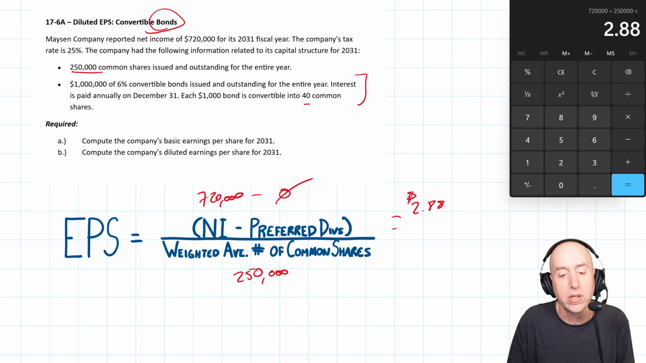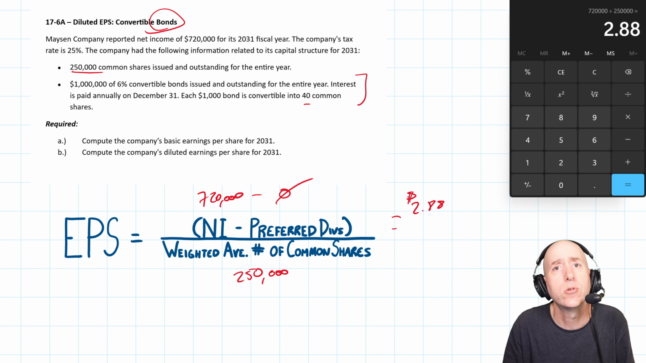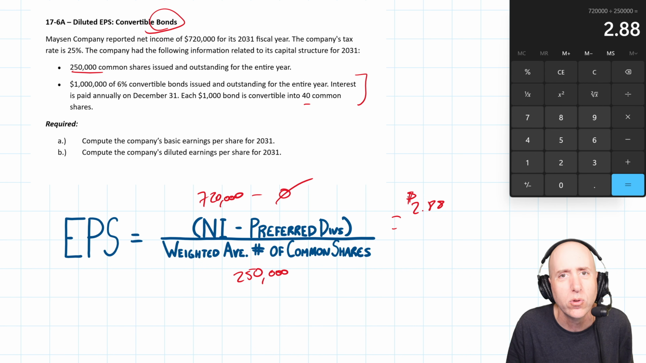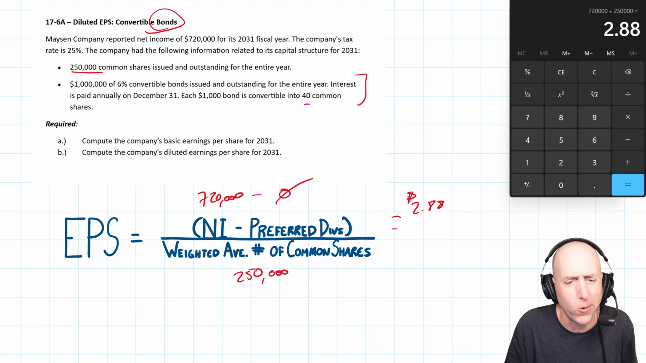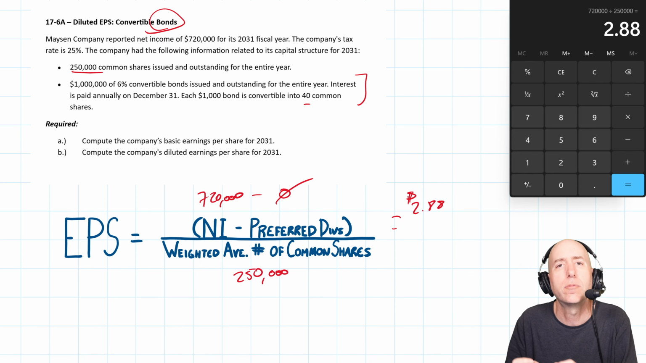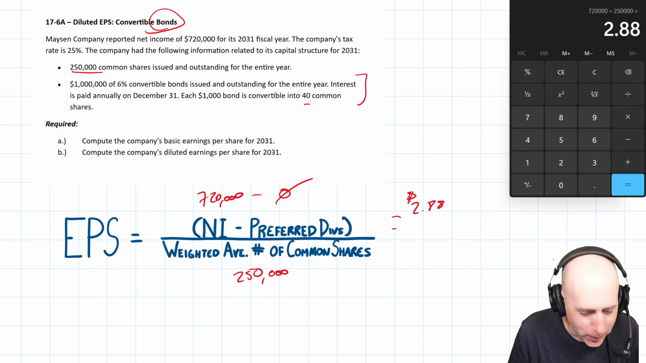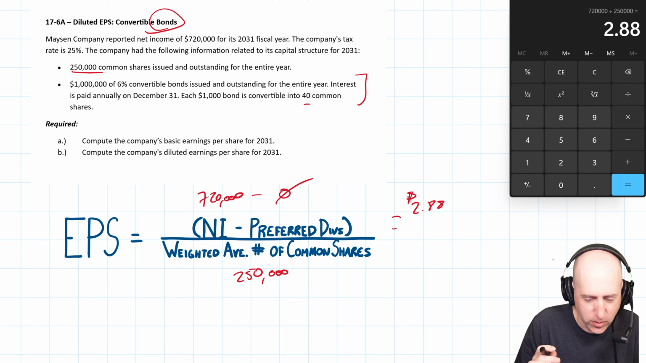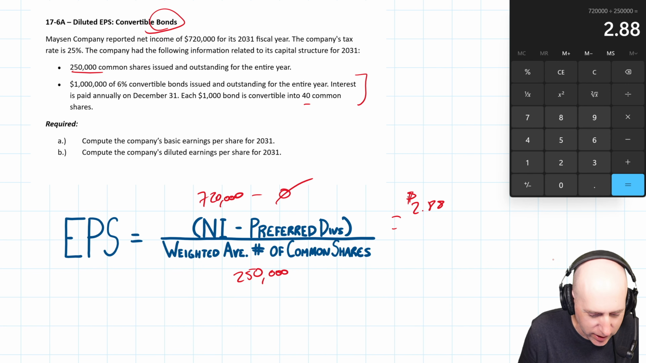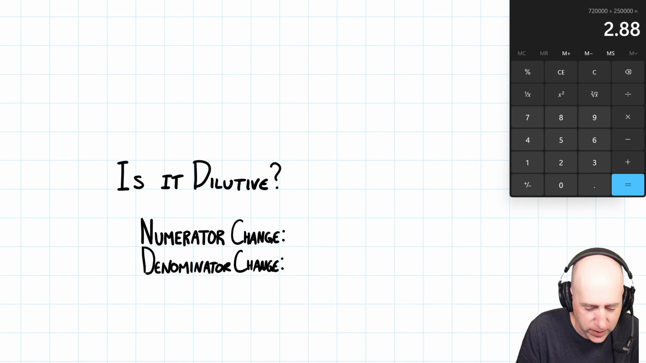Now we got to do diluted earnings per share. Before we do diluted, though, I want to encourage you to answer the question, is it dilutive? Again, when we do this, you might look at this and go, I can cut a corner here and I can just calculate the diluted earnings per share. Is it dilutive becomes super important in future questions. It's a good thing to practice. So let's practice answering the question, is it dilutive? So how do I know if it's dilutive or not?